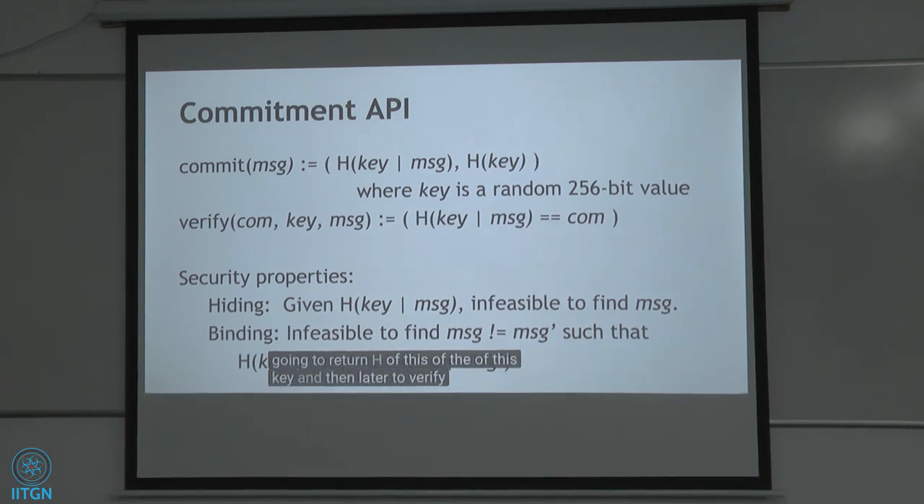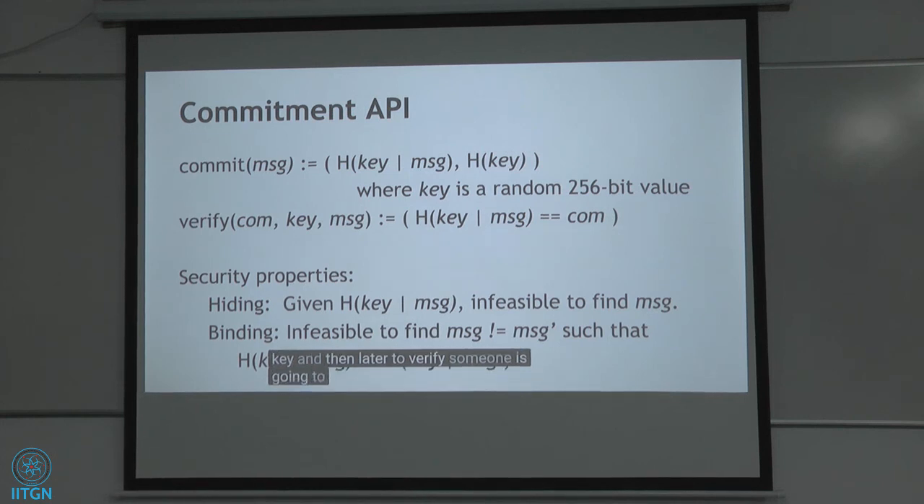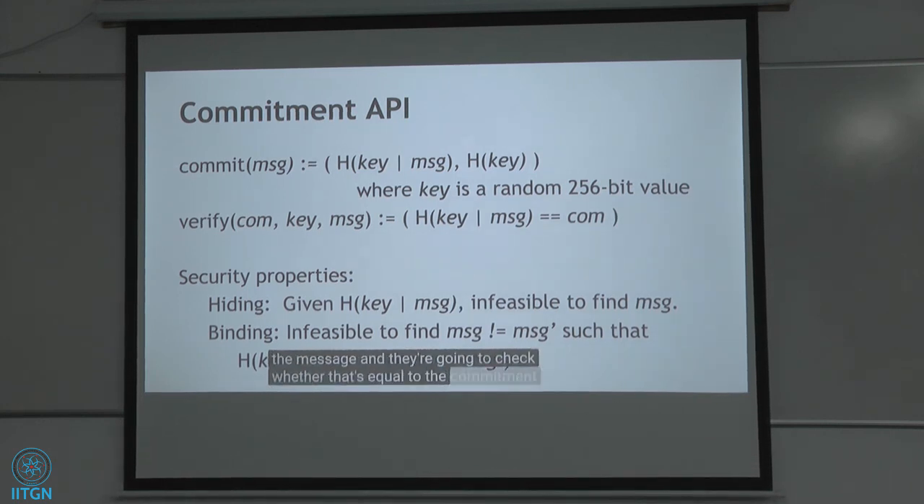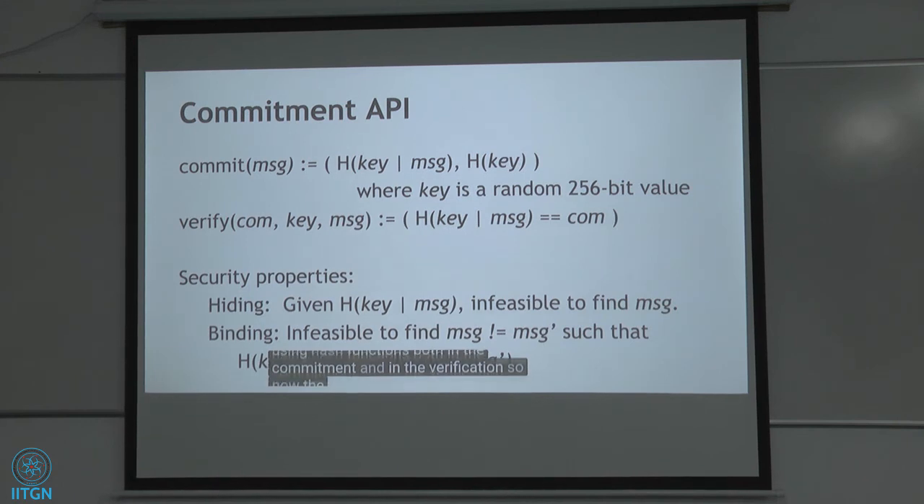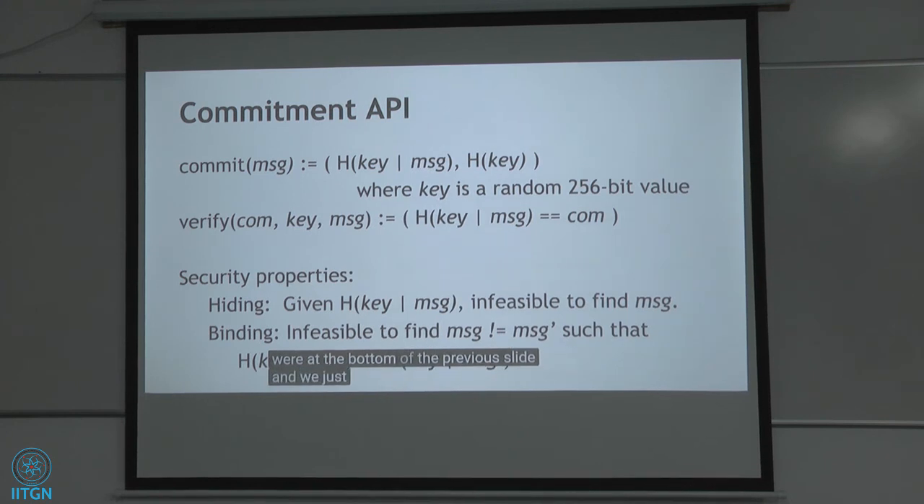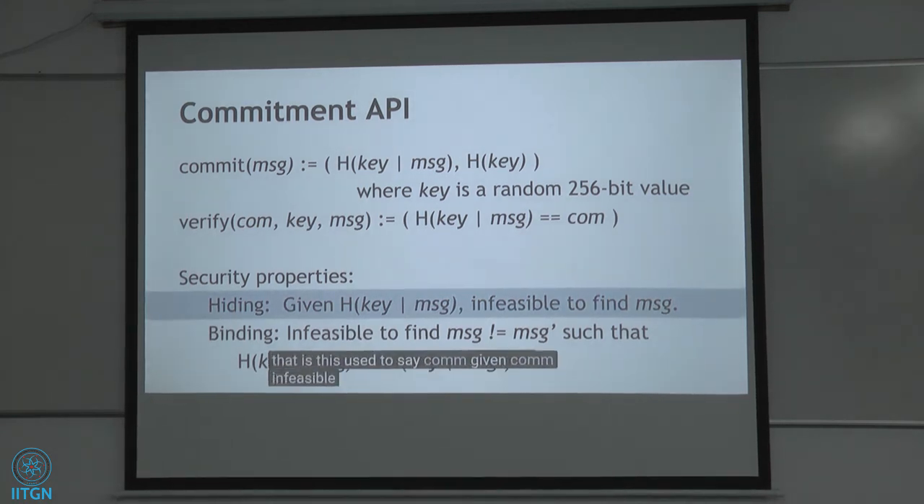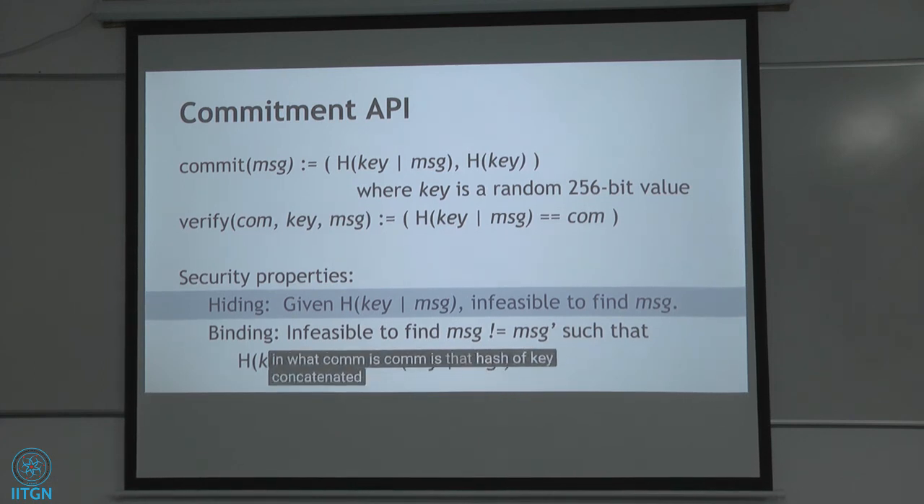And then later to verify, someone is going to compute this same hash of the key they were given, concatenated with the message, and they're going to check whether that's equal to the commitment that they saw. Okay, so this is a way of using hash functions both in the commitment and in the verification. So now the security properties, if we go down to the security properties that were at the bottom of the previous slide, and we just plug in the definitions of how we're going to implement this here, that is, this used to say, given com, infeasible to find message, we just plug in what com is, the hash of key concatenated with message.